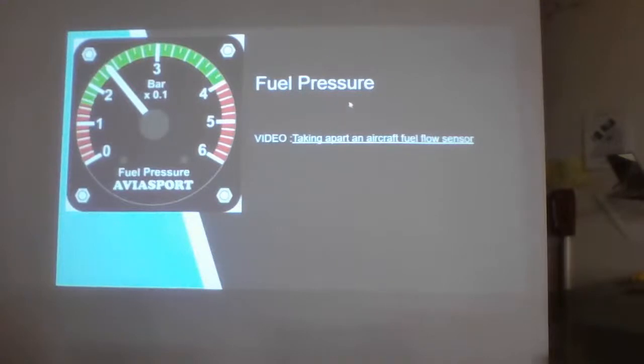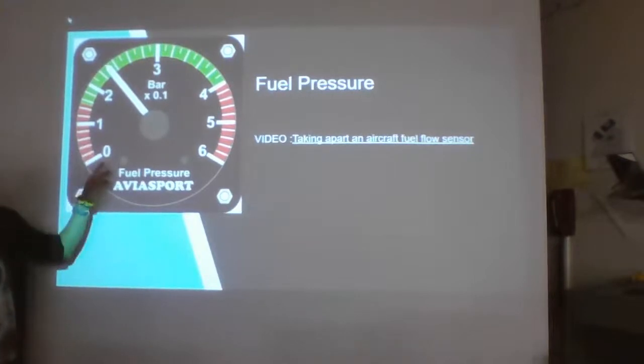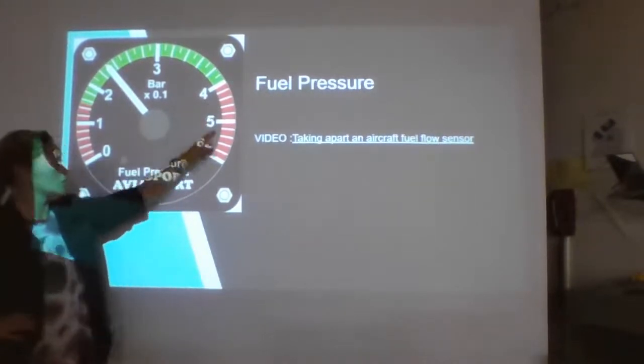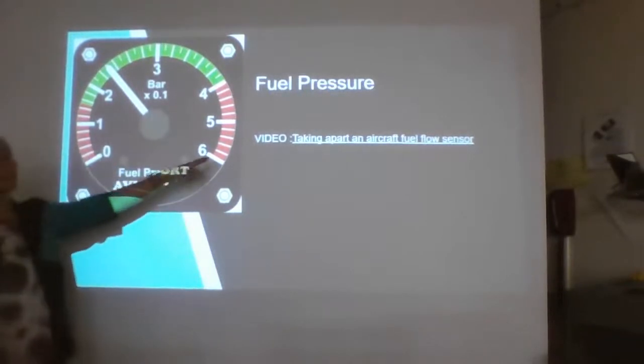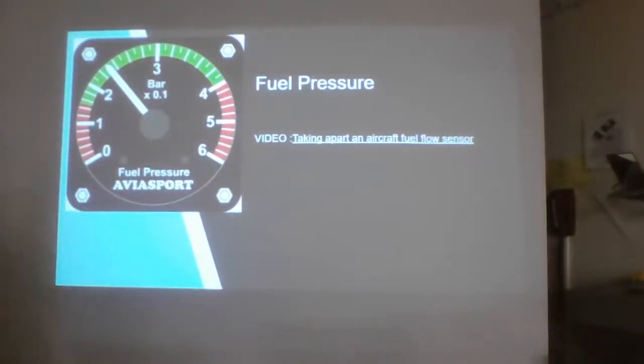Here's an example of a fuel pressure instrument. Okay, so we have our green range, which is the range that we want to operate in. And then we have our red range, which is the max and min. We don't want to be below this, and we don't want to be above this, or else there's a problem.